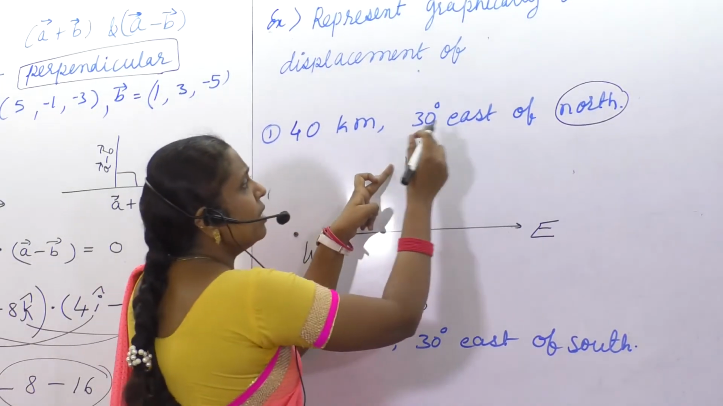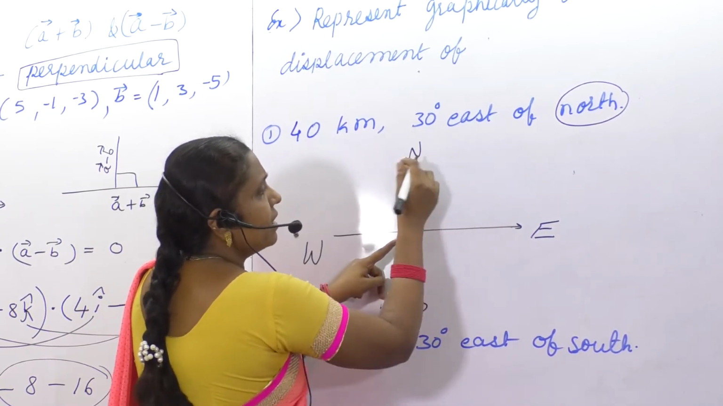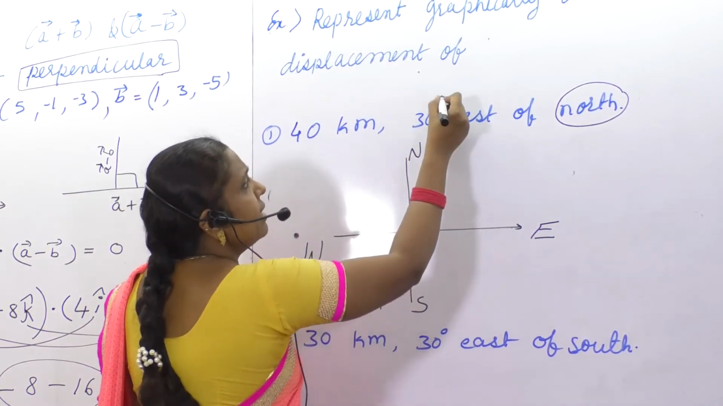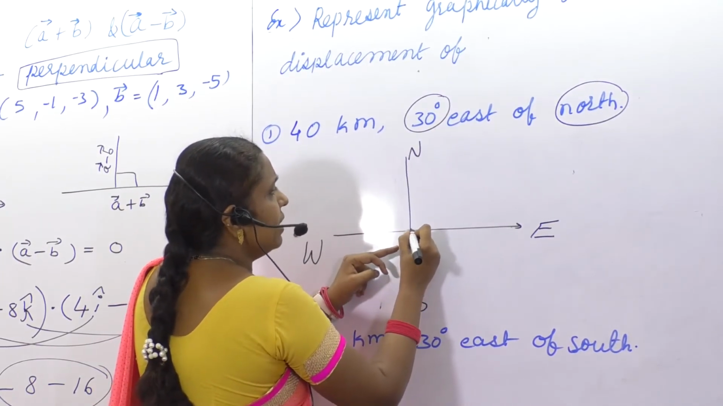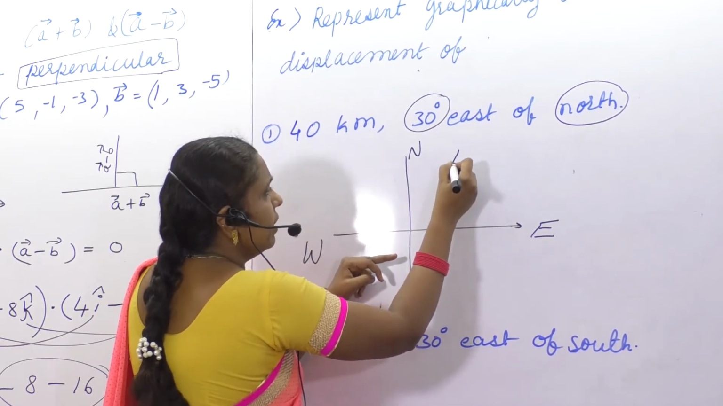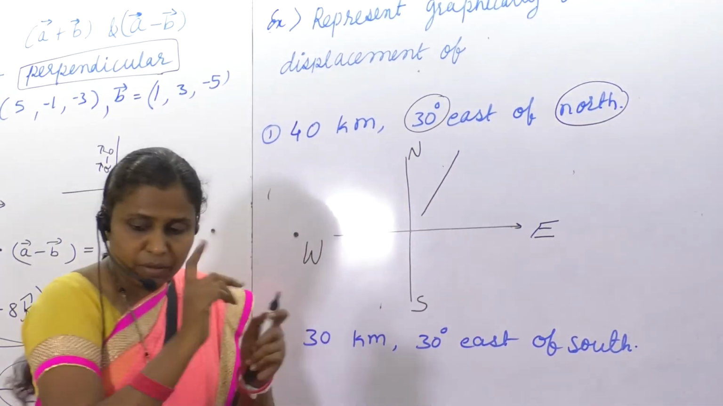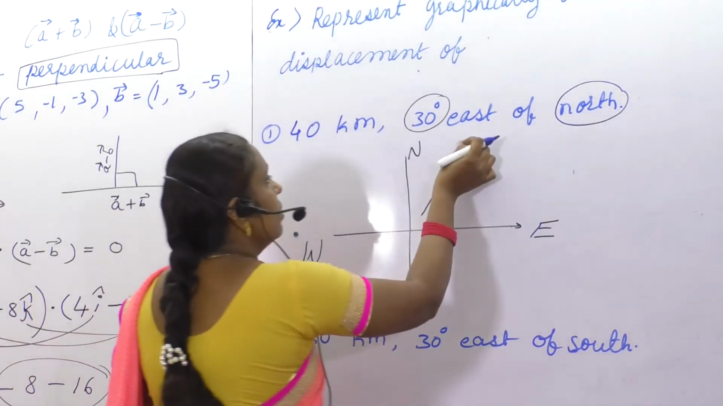Okay, so from north to east means this one, and the direction is this one, understood? 30° means you can randomly just make 30 and 90. Okay, here I will be putting, let me use a different color marker. That will be better.